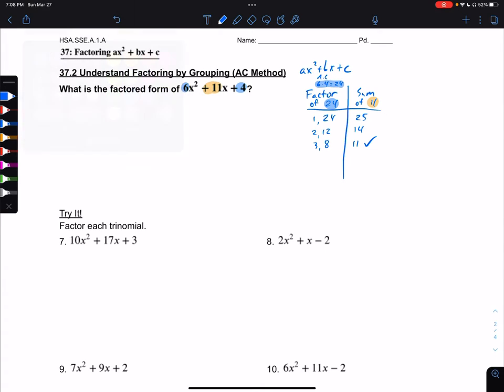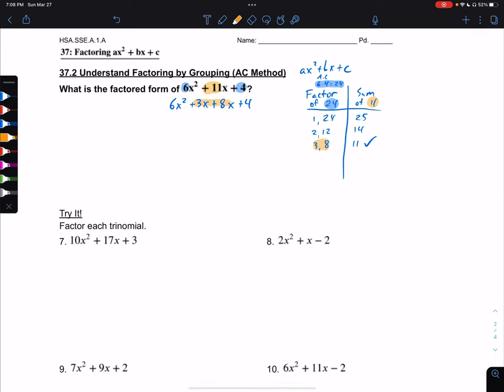What is going to happen though, is we're going to take our original 6x squared and our plus 4, and then we're going to split 11x into 3x plus 8x. The order won't matter. You can put the 8x first, but in this case, I'm going to put the 3x first. You'll get the same answer in the end, so don't worry about which term goes before which term.